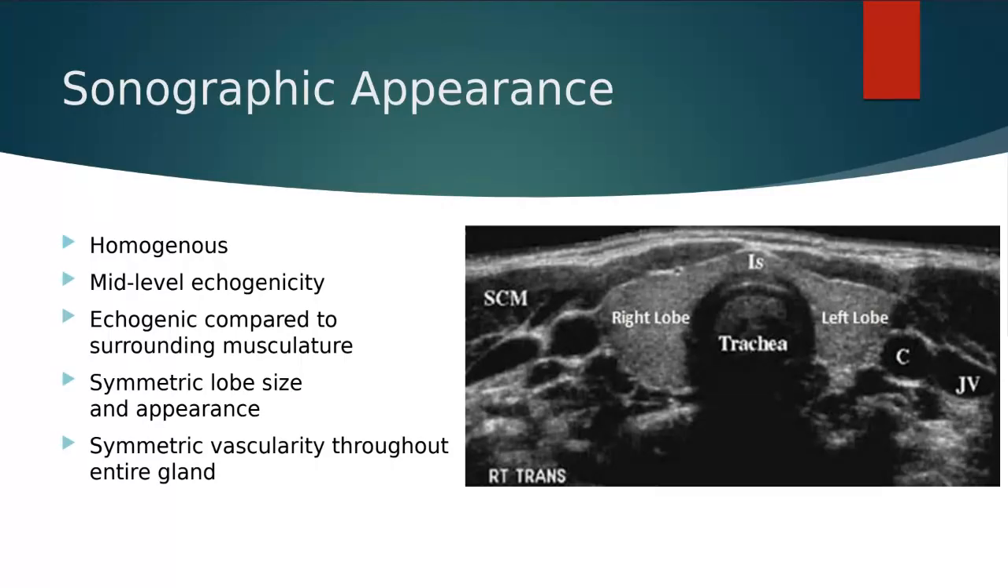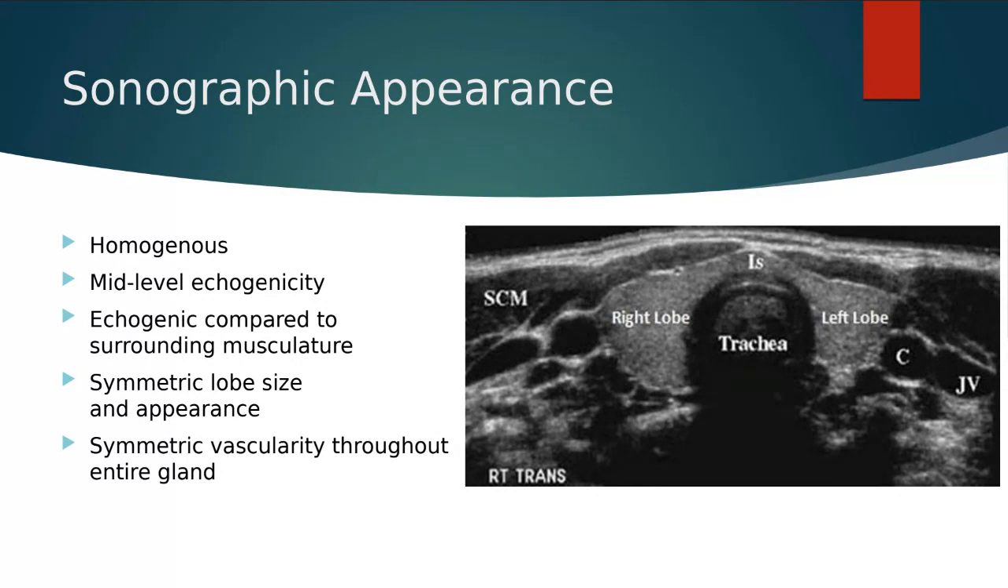So let's move into our ultrasound appearance of the thyroid. We typically want to see a thyroid that's nice and homogeneous with mid-level echogenicity or mid-level grays. We want to see echogenicity in comparing it to the surrounding musculature, so we know muscles are a lot more dense than soft tissue. So the muscles surrounding the thyroid are going to be much more hypoechoic and striated.